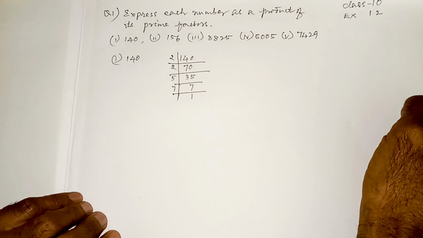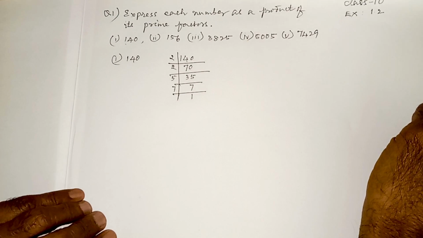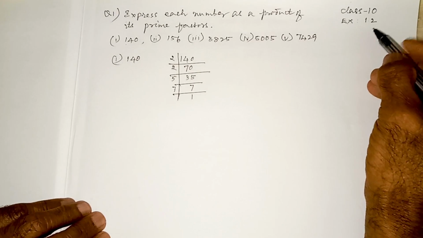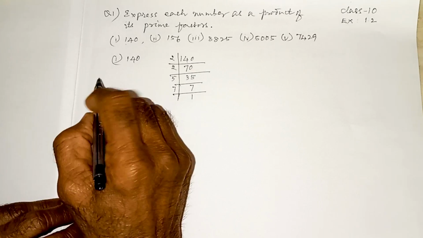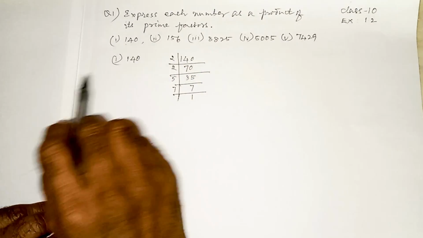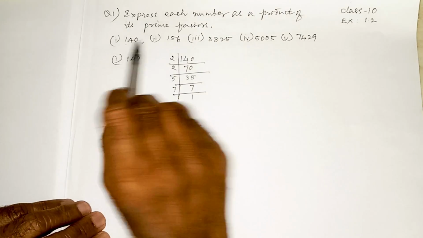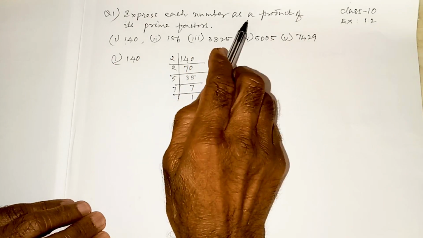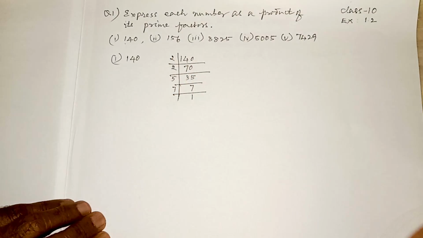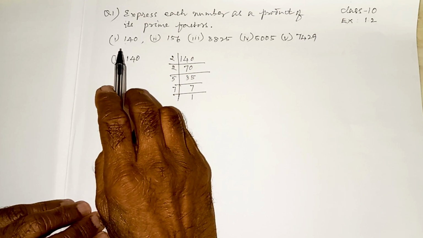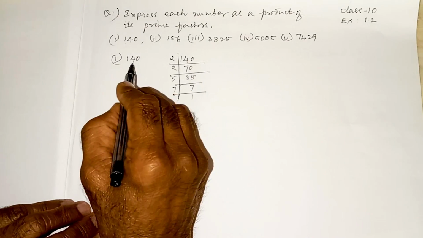Hi students, we are going to solve question number 1 in exercise 1.2. There are 5 sub-questions in this question, and the question says express each number as the product of its prime factors. Let us take question number 1, 140.